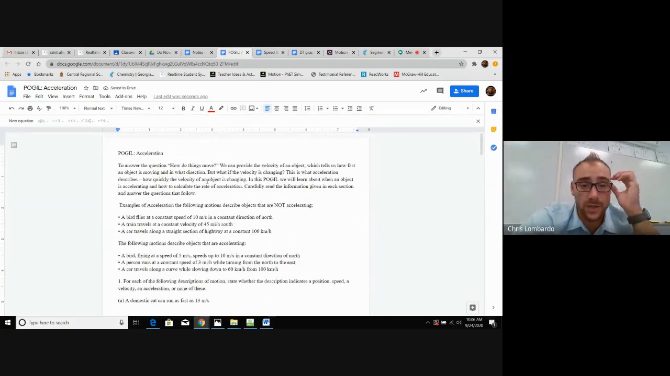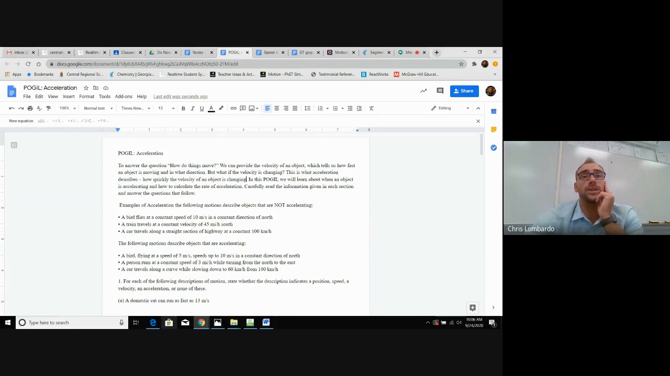Okay, so we're talking about acceleration. Essentially, guys, acceleration is the change in velocity over a certain period of time. How it's worded right there is how quickly the velocity of an object is changing. So how can you change velocity? What is velocity? Velocity essentially is speed with a direction. So you can change velocity by changing your speed or changing direction.